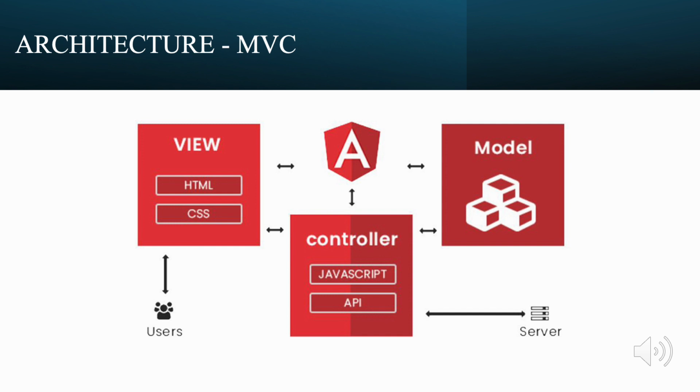So the model in this situation is the web application's current state, which is stored in the TypeScript classes. These usually contain the service layer and the business logic. These classes define how the backend data communicates with the UI.